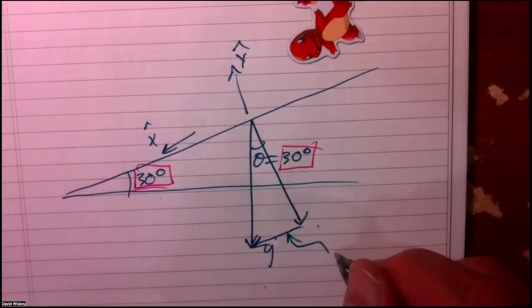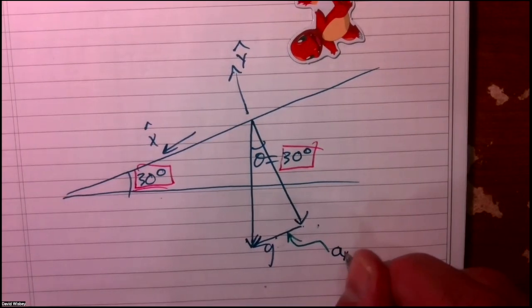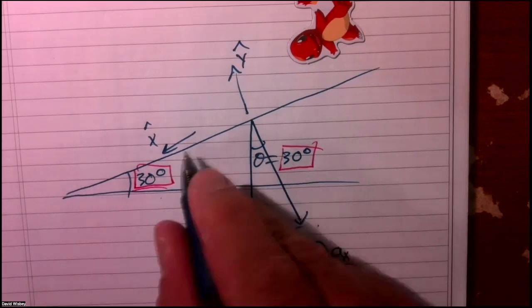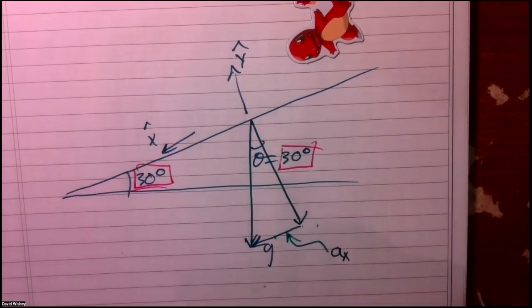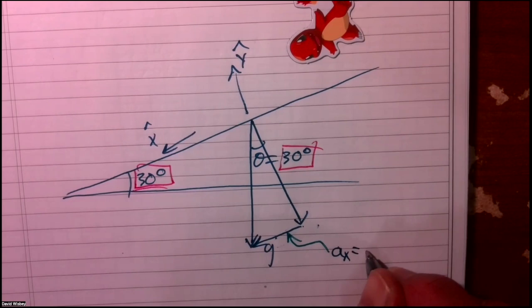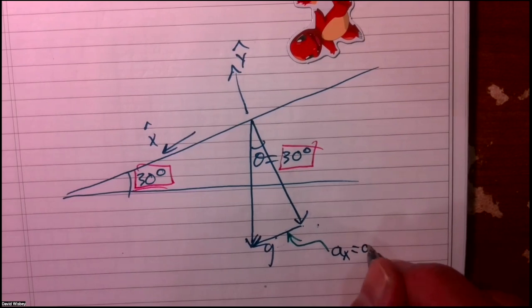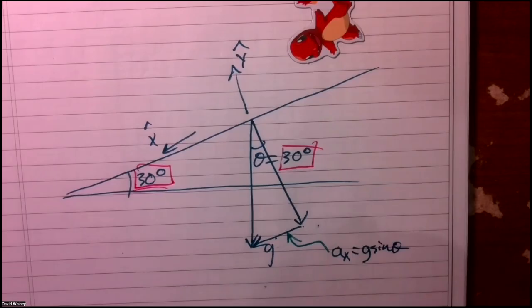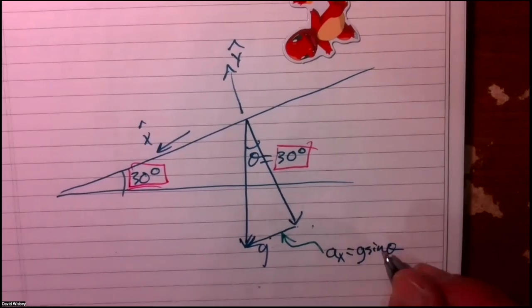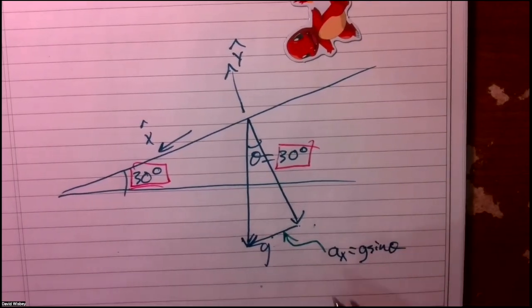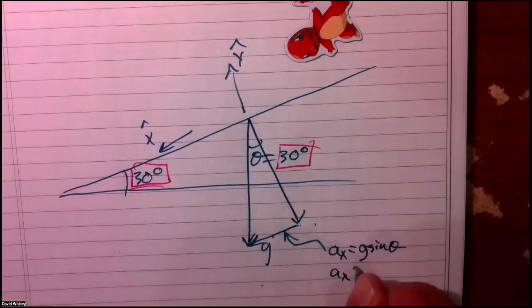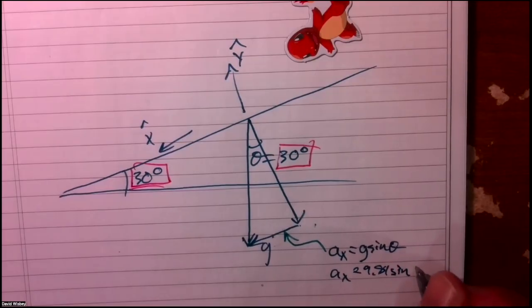And my component here, I'm going to call ax. That's my x component because it's going to be parallel in this direction. And then the hypotenuse is going to be g. And so now I've got sine of theta there. To find my acceleration, it's going to be 9.81 times sine of 30 degrees.